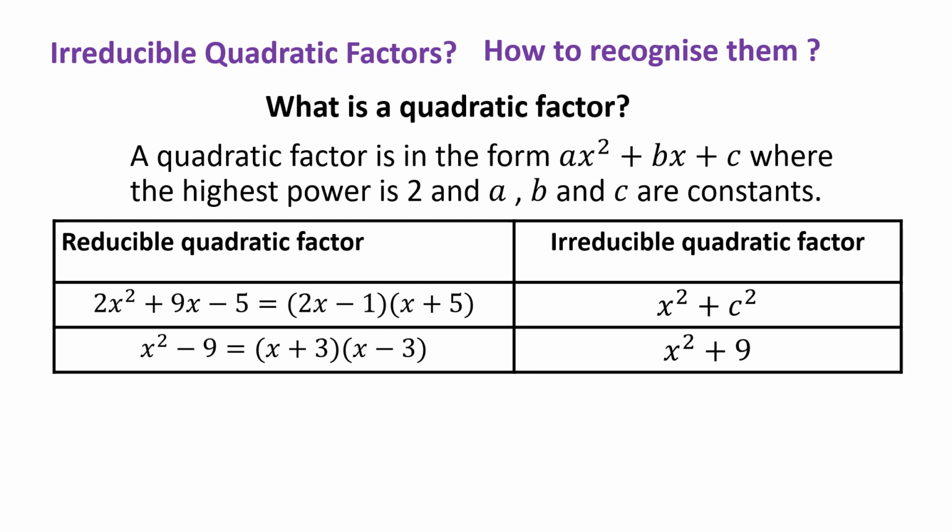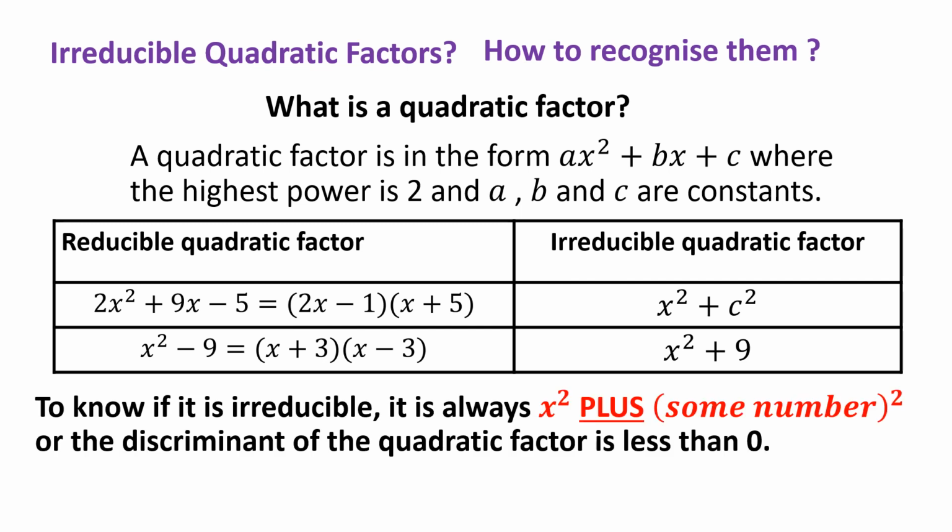Some examples of reducible quadratic factors: 2x^2 + 9x - 5, you can reduce it into two linear factors, (2x - 1) and (x + 5). For x^2 - 9, you can also factorize it into (x + 3)(x - 3). However, if it's an irreducible quadratic factor, then you cannot factorize it further. It's in the format x^2 + c^2. One example is x^2 + 9. It can be x^2 + 4, or x^2 + 3, or x^2 + 25.